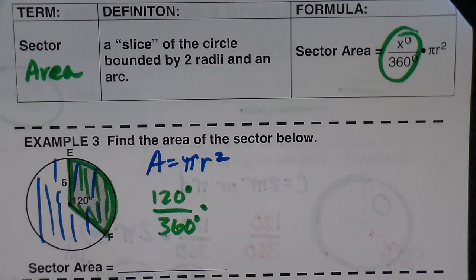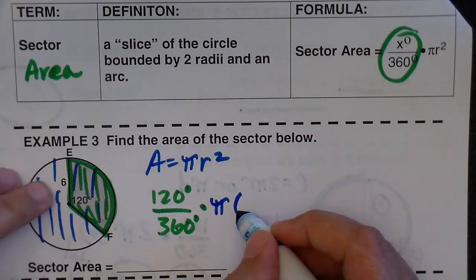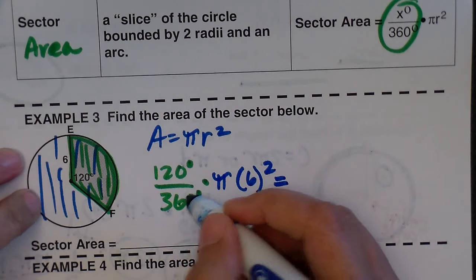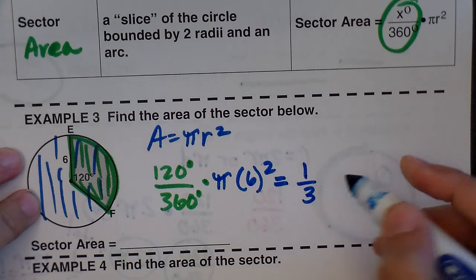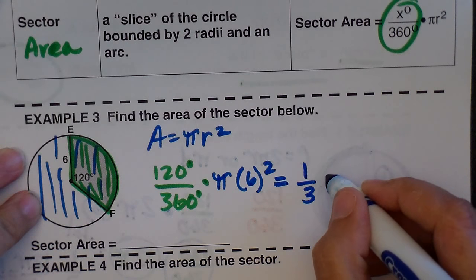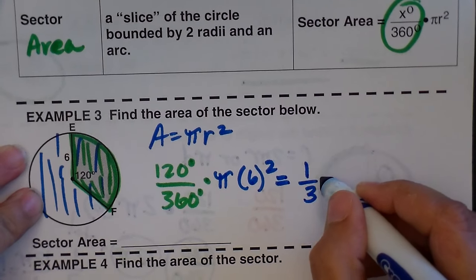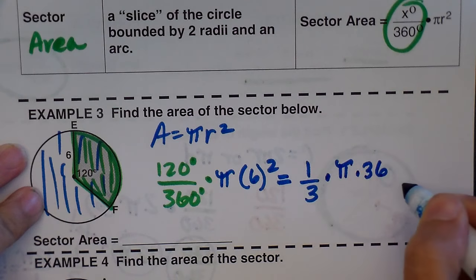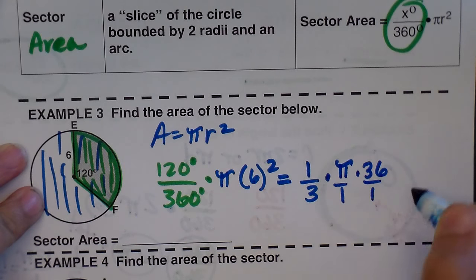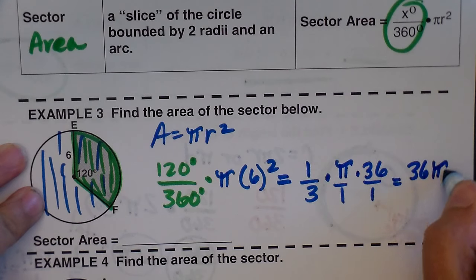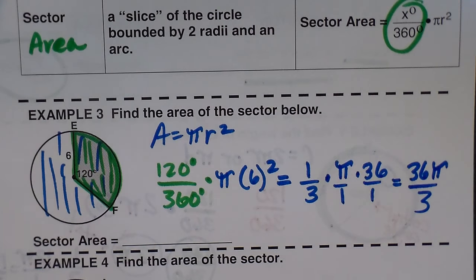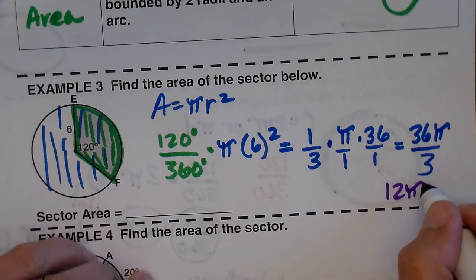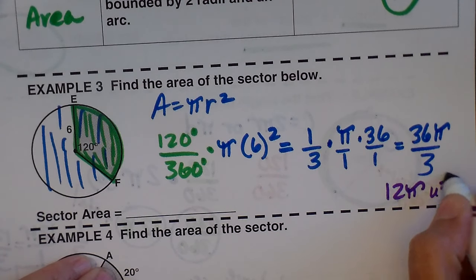And your total area is going to be pi times your radius, which is 6, squared. So 120 out of 360 is actually 1/3. So I've got 1/3, and then I'm going to multiply that by 6 squared and pi. So I'm going to multiply that 1/3 times pi times 36. Now remember, you can put everything over 1. So that's going to give you 36 pi over 3. And when I reduce this, 36 divided by 3 is 12 pi, and that's going to be units squared.